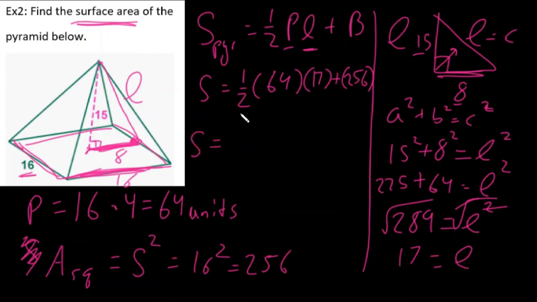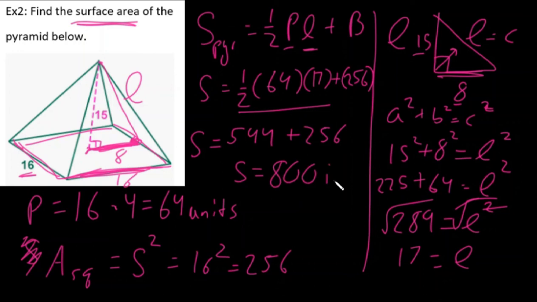Now, I plug in that 256 right there, and let's go ahead and do this in two parts. Part number 1, let's multiply these three things. And so we see, all right, 0.5 times 64 times 17 will give us 544 plus 256. And finally, the surface area of this pyramid will be 544 plus 256, and that will give us 800 even. And of course, I started writing inches, but this is units, and because it's area, it will be units squared.